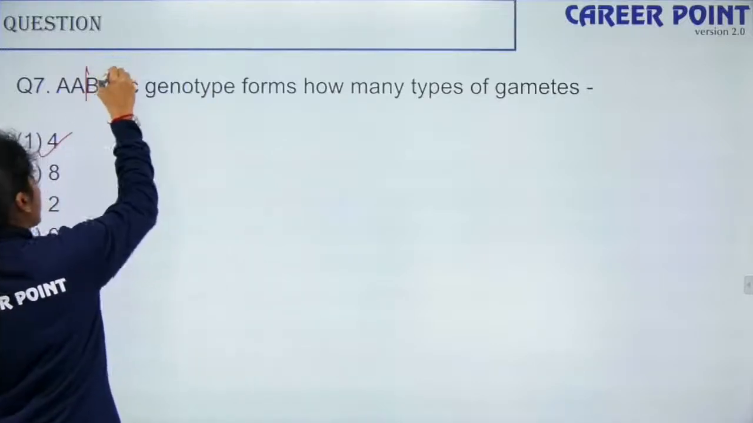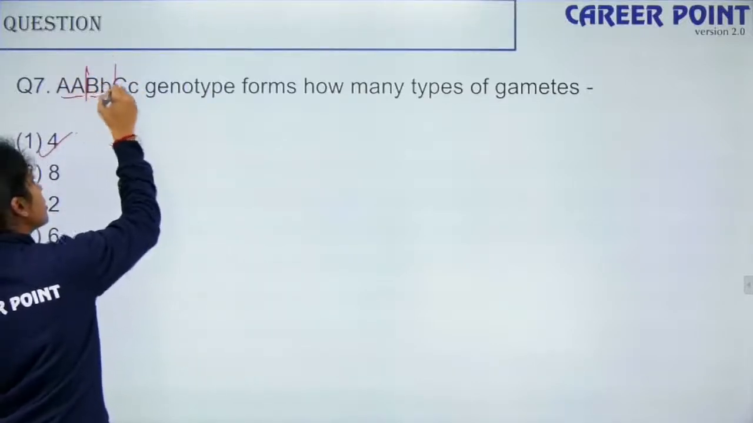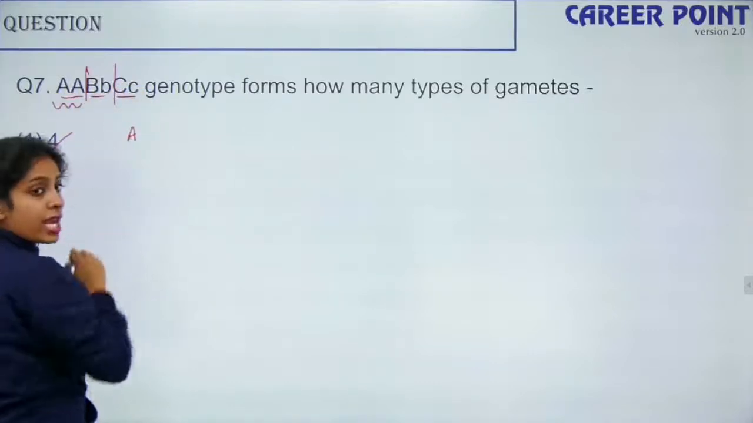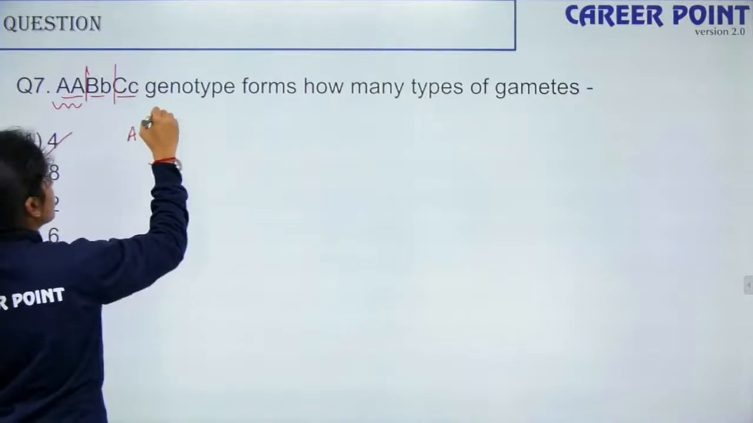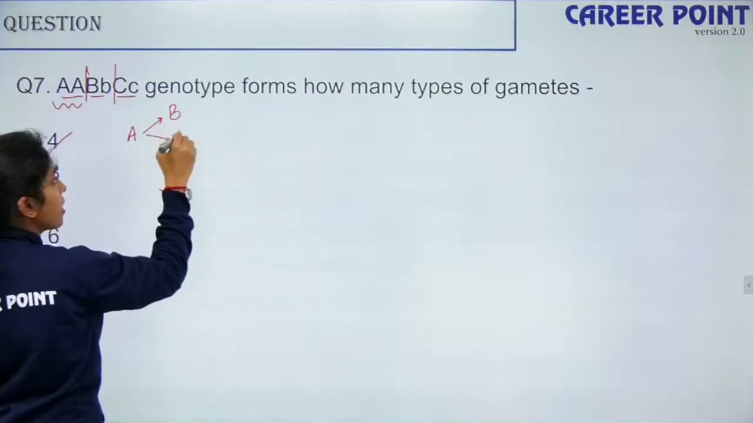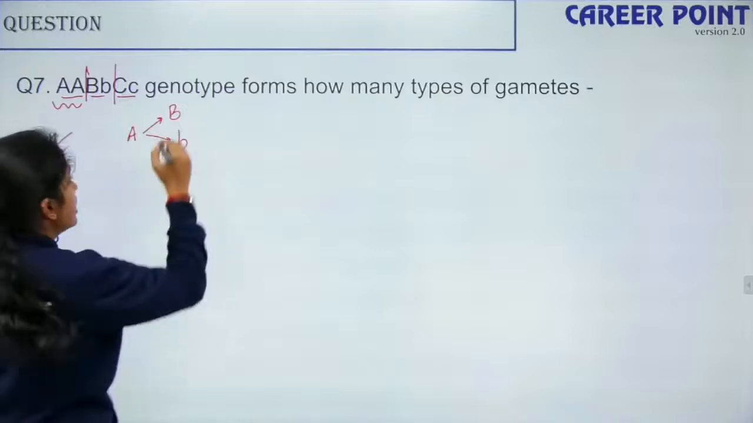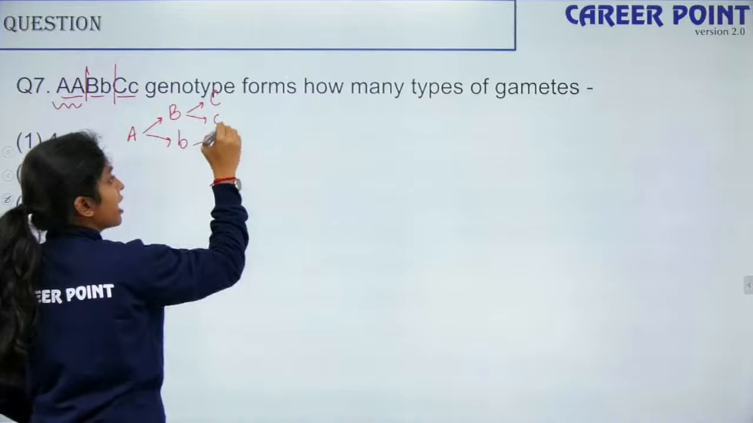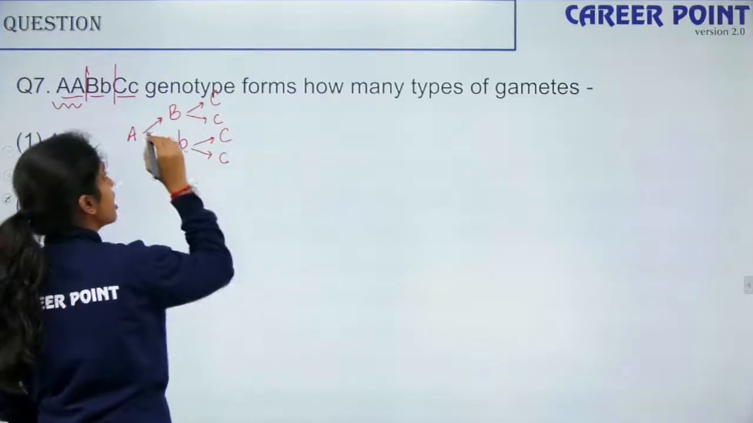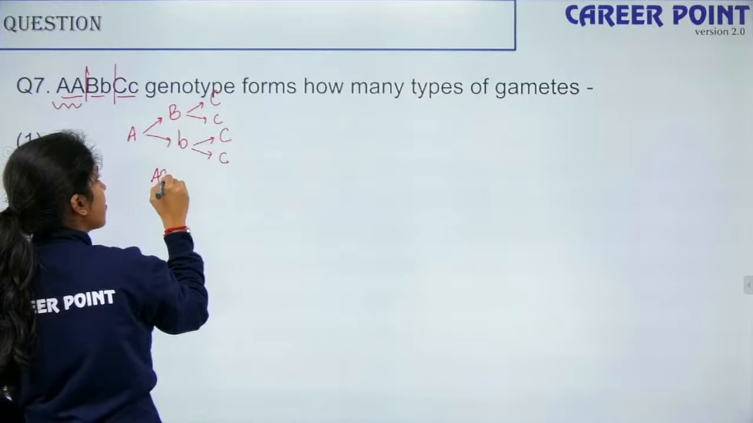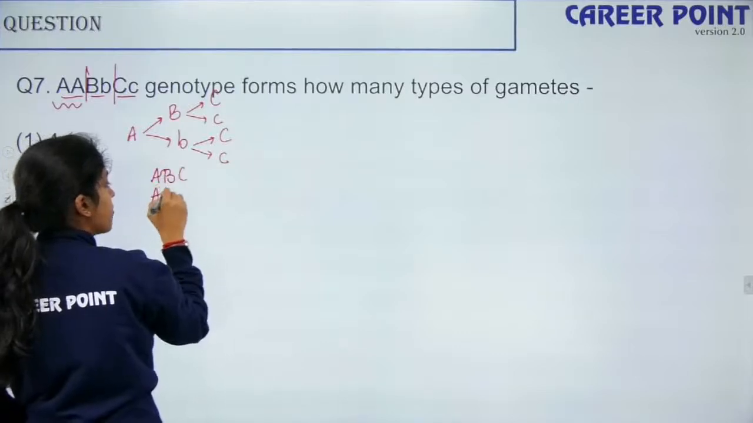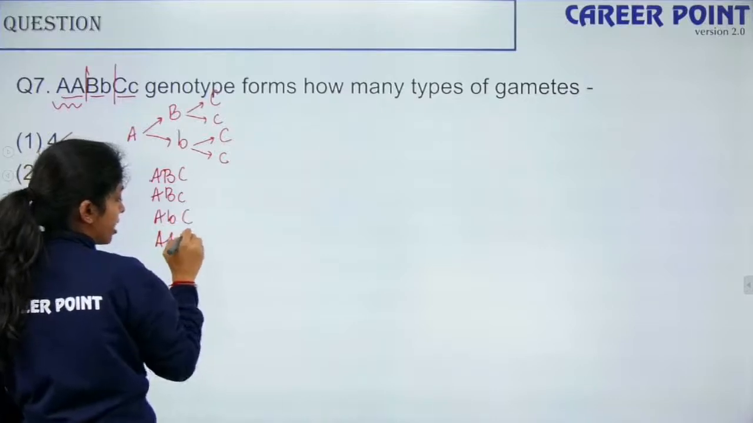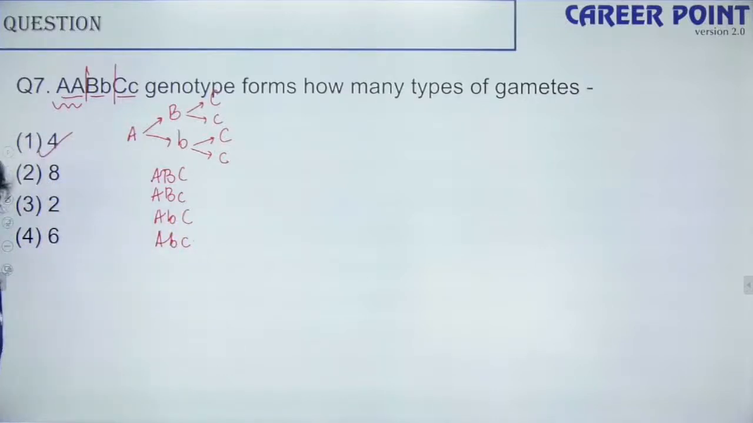So I have this trihybrid. I will split it into the 3 characters. So this is homozygous. So the gamete will be only A, right? So here it will be capital B and small b because it is heterozygous. So now this B can have capital C as well as small c, and this b can have capital C as well as small c. So here the gametes can be ABC, ABc, AbC, Abc. So the right answer is 4.